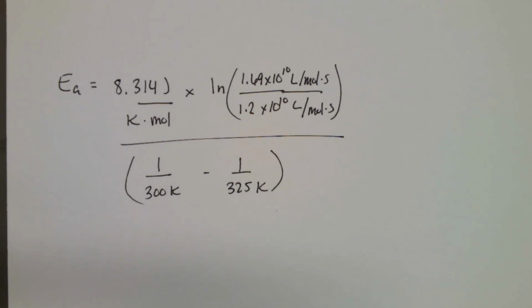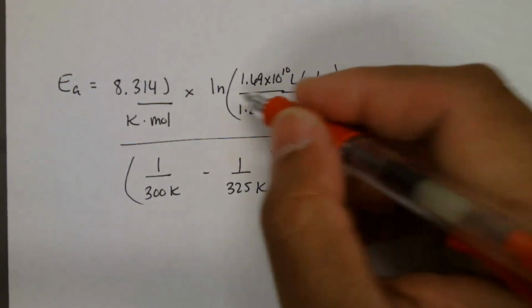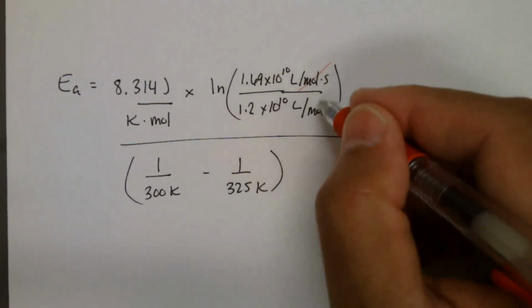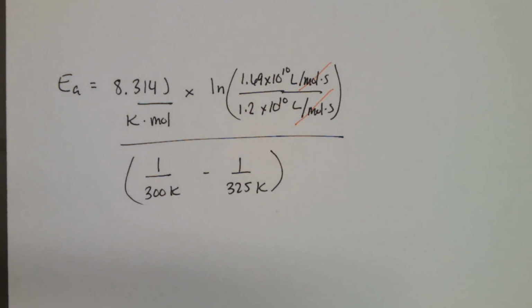So a few things to note here. Inside the natural log, these terms, these units will cancel. And all we have to do now is plug and chug. Let's get some values for our terms.